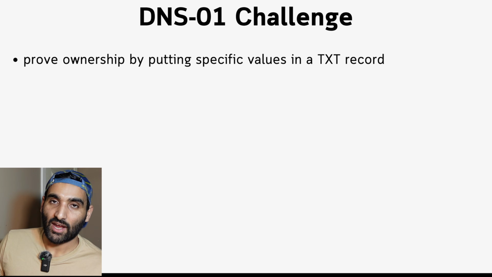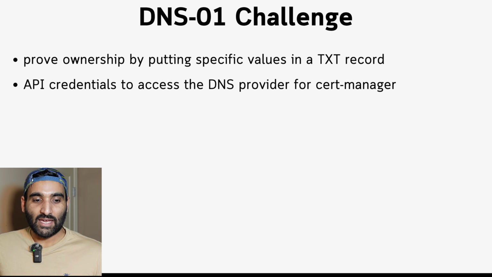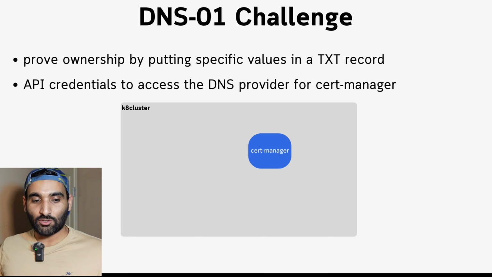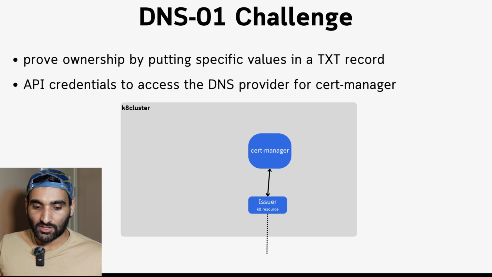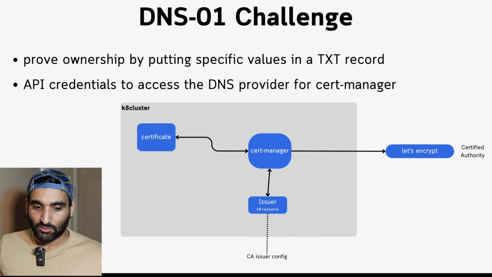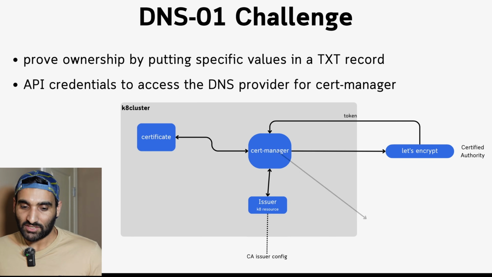When it comes to the DNS-01 challenge, you prove your ownership by putting specific values in a TXT record for your domain. What you do is provide API credentials, which essentially add those values, and cert-manager has permissions like that. The way it works is you have a Kubernetes cluster, you set up cert-manager, you define a CA issuer, say Let's Encrypt. You try to create a certificate, and cert-manager goes to Let's Encrypt. It comes back with a token.